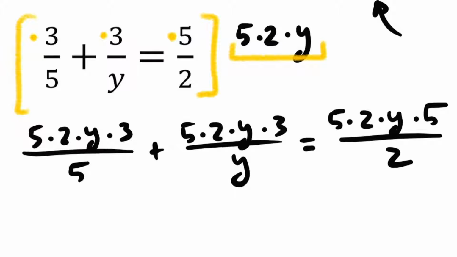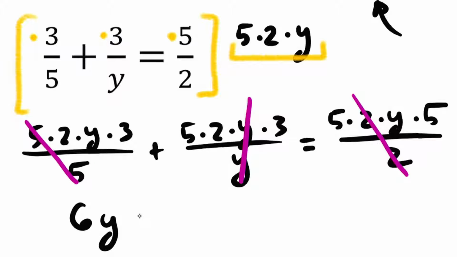So what I get out of that is I immediately get to a point where I don't have any fractions. So you can see here 5 over 5 is a giant 1, y over y is a giant 1, and 2 over 2 is a giant 1. So if I look at what's left, my first term becomes 2 times y times 3, or 6y, plus 5 times 2 times 3 is 10 times 3, which is 30. And that equals 5 times 5, 25y. It equals 25y.